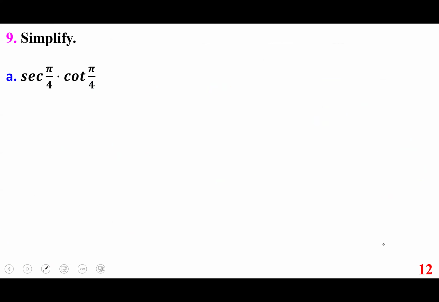We want to simplify secant of pi over 4 times cotangent of pi over 4, and we are remembering those identities. Therefore, secant we are going to write as 1 over a cosine of pi over 4. The reason we do, because pi over 4 is one of the common arcs, and cosine is square root of 2 over 2. Cotangent is 1. So it's 2 over square root of 2, which makes it square root of 2.